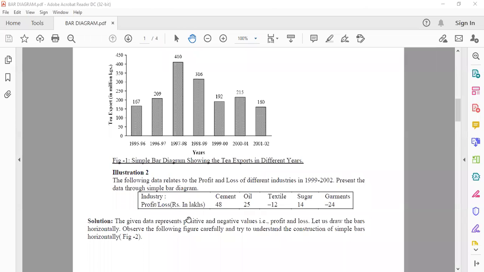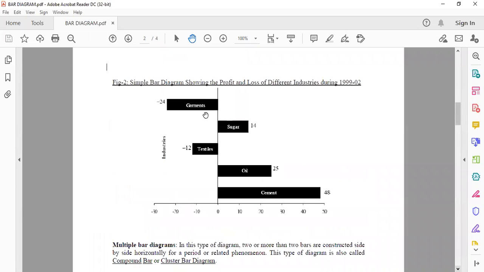এবার দেখো ইলাস্ট্রেশন 2, another drawing pattern, industry versus profit loss. So some entries are negative, like textile there is a loss of 12 lakh, and in the garment sector there is a loss of 24 lakhs, etc. So another, there is a simple bar, but see this presentation.